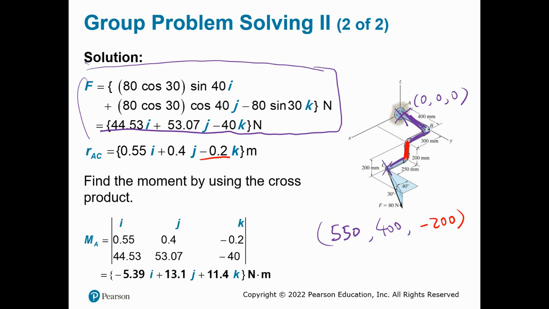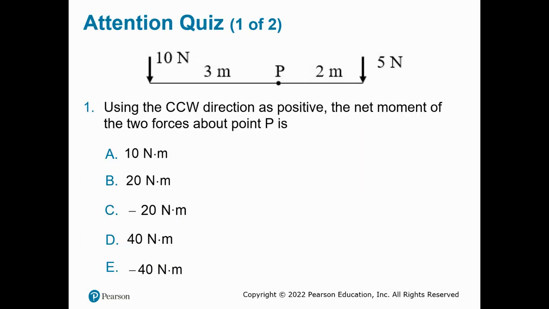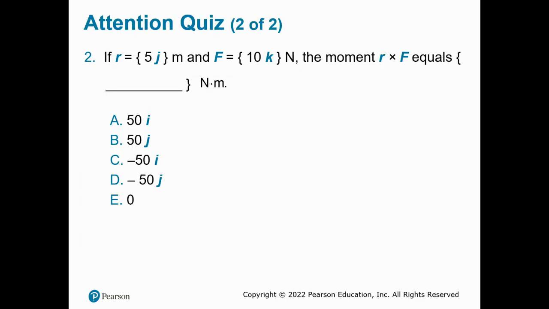Now putting it into matrix form, the first row gives you i, j, k. The second row is going to be the position vector, 0.55, 0.4, negative 0.2. And then the last row is the components of the force vector. We put them together, and then you do the cross product, or find the determinant of this 3 by 3. That gives us the final result of the vector A. This is all I want to show you in this video.